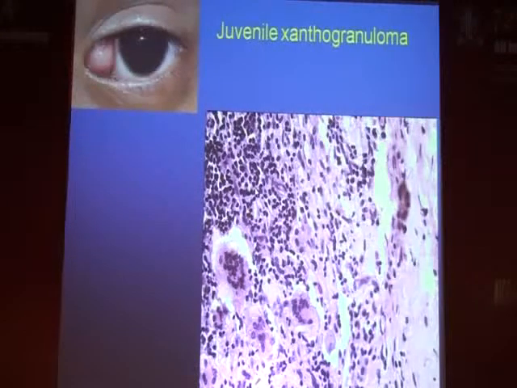What helps in IHC is that all will be CD68 positive, but eosinophilic granuloma will be positive for S100 and CD1A, and you will get characteristic Birbeck granules on electron microscopy. But juvenile xanthogranuloma will be negative for S100.